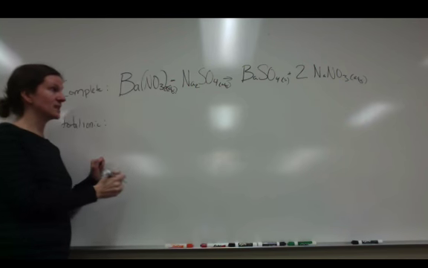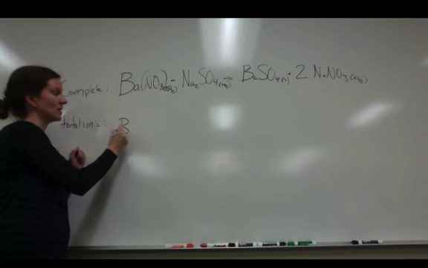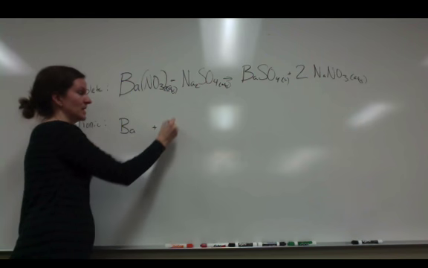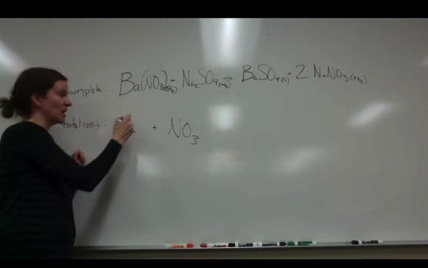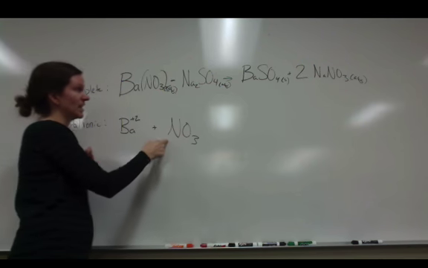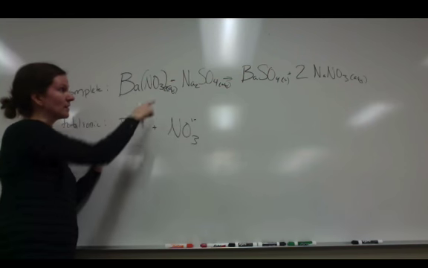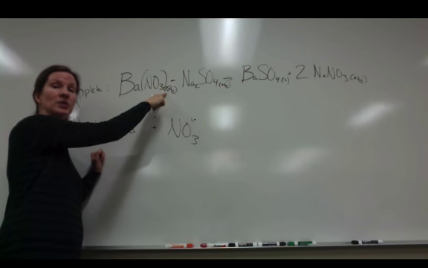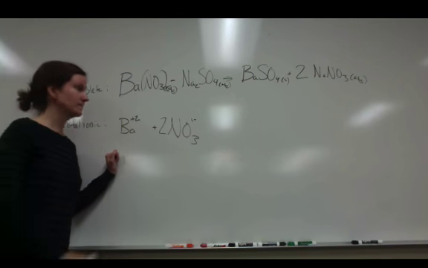my first substance is aqueous. So I look at my 2 ions. I have this barium ion and I have this nitrate ion. Barium has a charge of +2 if you look at the periodic table, and nitrate always has a charge of -1. The other thing though is with the subscript of 2 here, that means you have 2 nitrates and you need to put that out front.